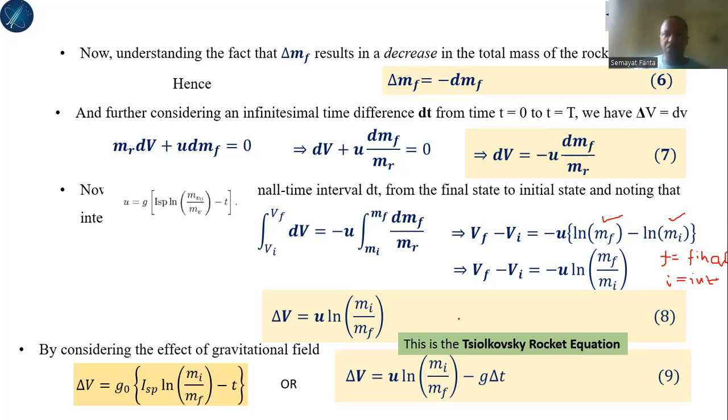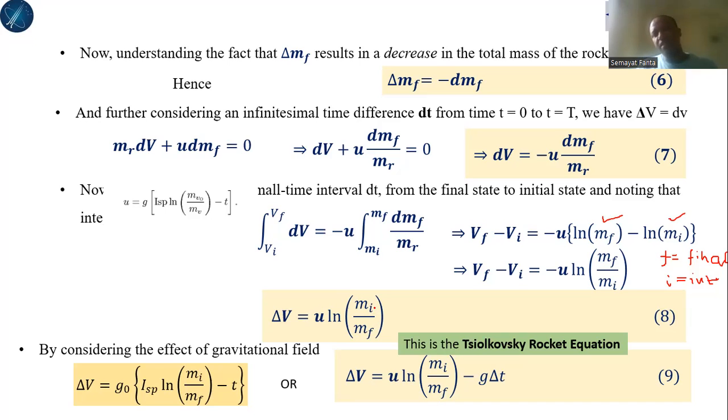So this equation comes, equals u times ln of mf over mi. If you reverse this up and down, meaning initial mass over final mass, then the negative sign will be changed. This negative sign in front will change to positive here. So delta v equals u ln of mi over mf.